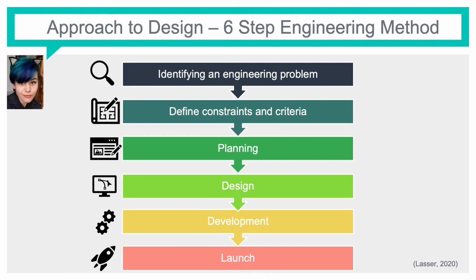The Plastic Purge team used a 6-step engineering method consisting of identifying the engineering problem, defining the problem constraints and criteria, planning by creating schedules and dividing tasks, and designing the process using schematics and calculations. The development and launch steps were omitted due to constraints in available time and resources.